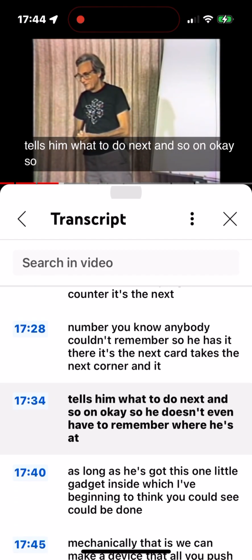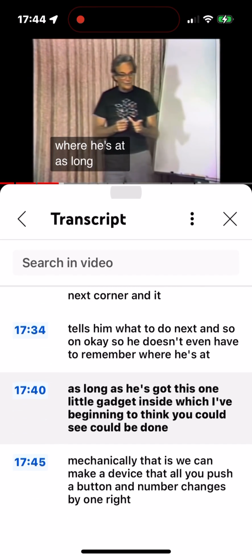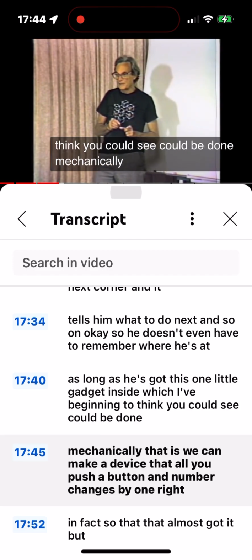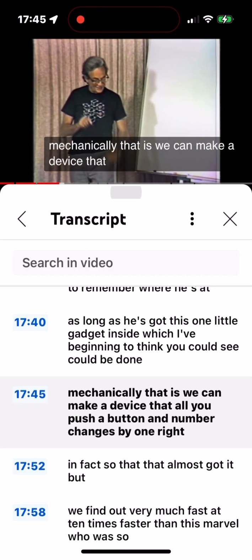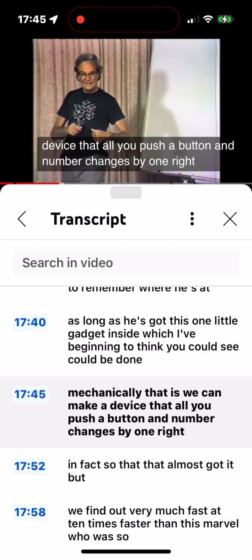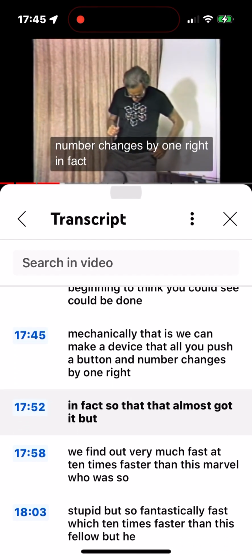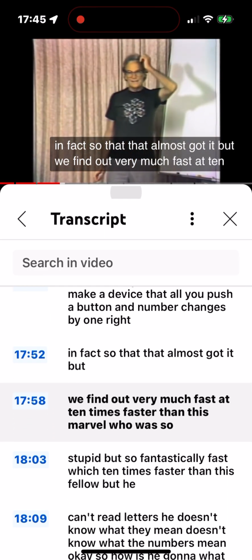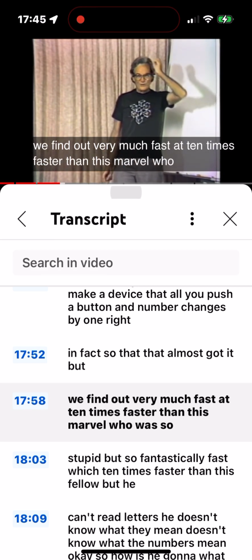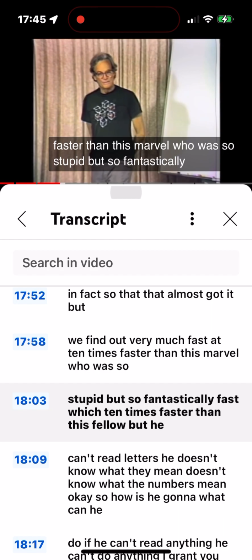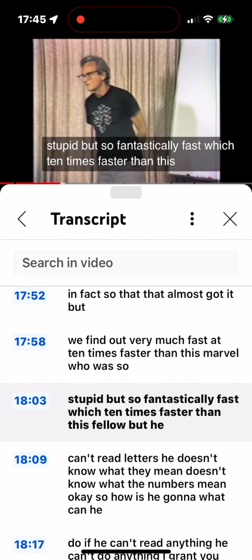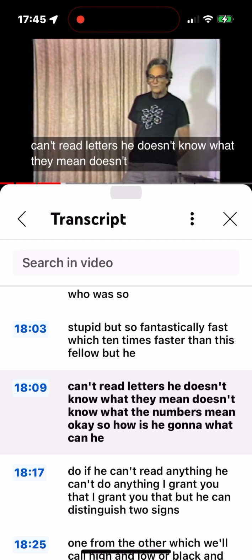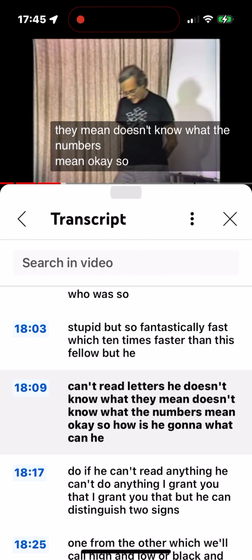okay? So he doesn't even have to remember where he's at, as long as he's got this one little gadget inside, which I'm beginning to think you could see could be done mechanically. That is, we can make a device that all you push a button and the number changes by one, right? In fact, that's almost got it, but we find a very much faster one, 10 times faster than this marvel, who is so stupid, but so fantastically fast, which is 10 times faster than this fellow, but he can't read letters. He doesn't know what they mean, doesn't know what the numbers mean, okay? So how is he going to, what can he do?